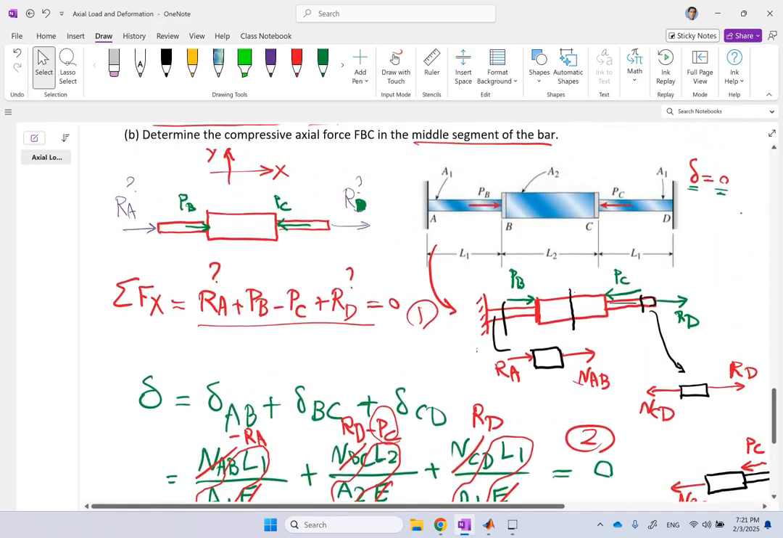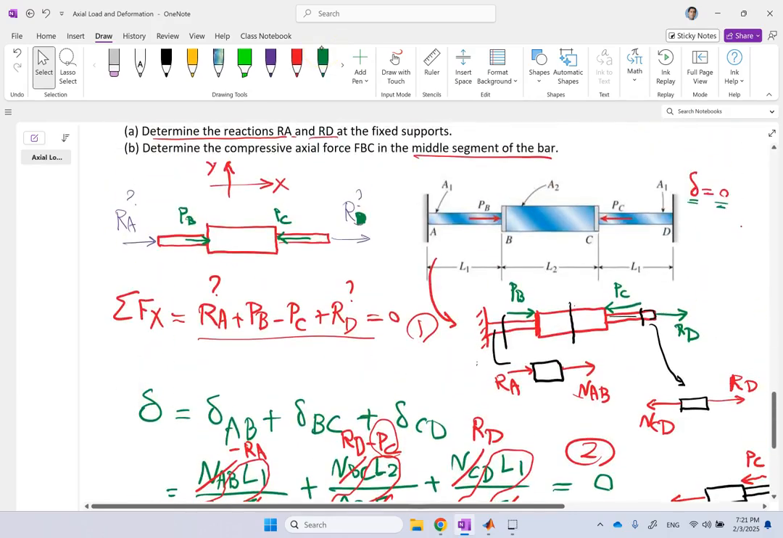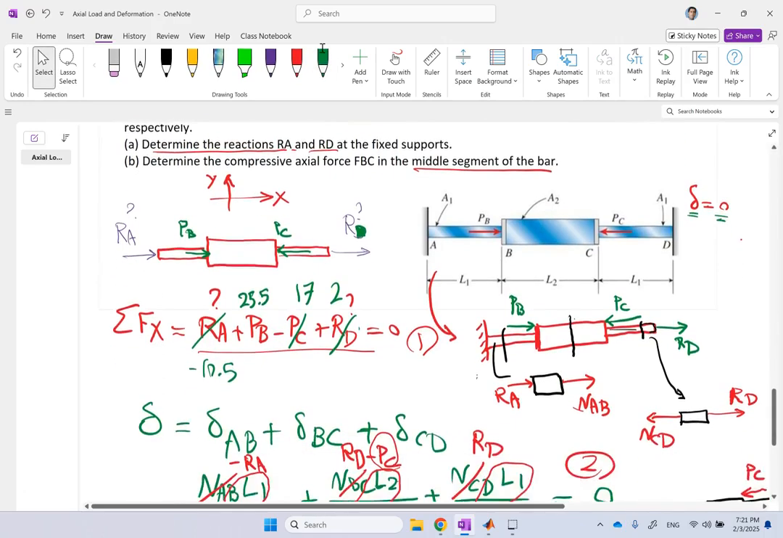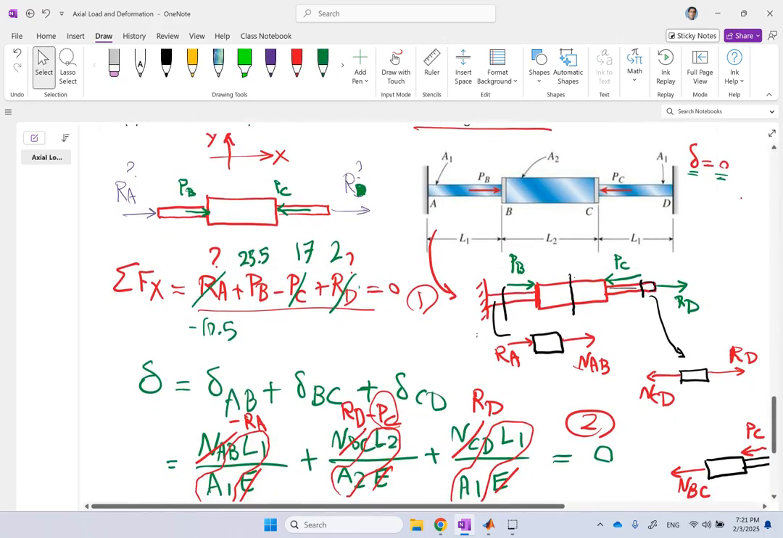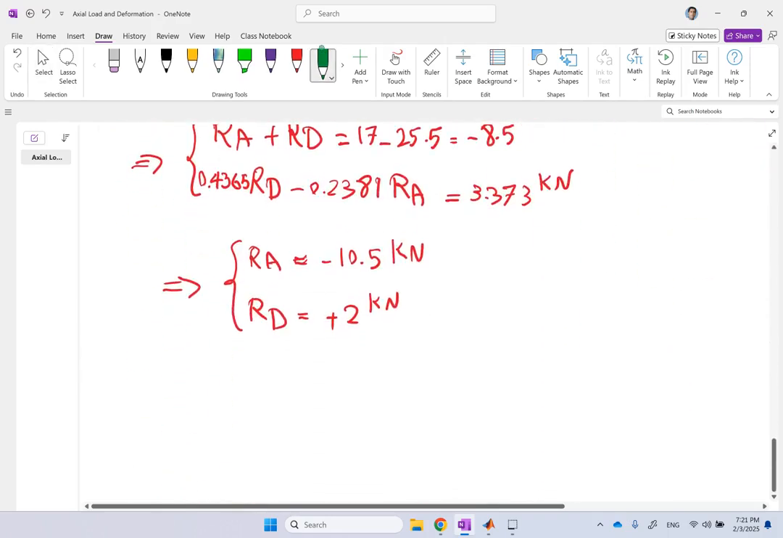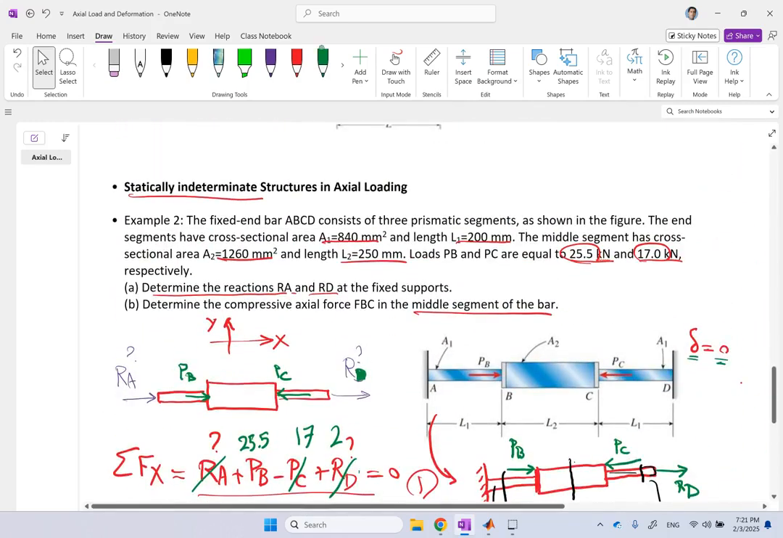Now, would they hold to this here? So you can always go back and do a sanity check. This is negative 10.5. This is positive 2. This one was 17. And this one was 25.5. So if you subtract, that is a 15 plus 2, 17 minus 17 is 0. So you see clearly that these are the correct reactions. There we go. So we found the reactions on both ends, and we answered part A of this problem.